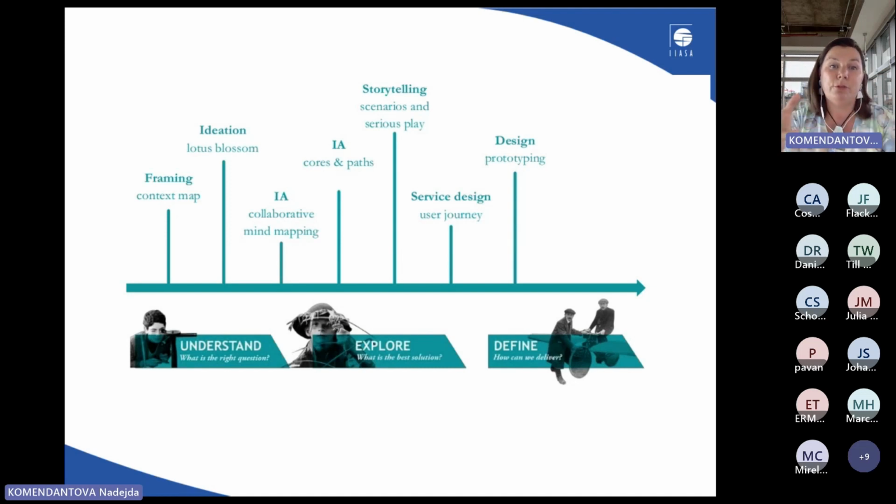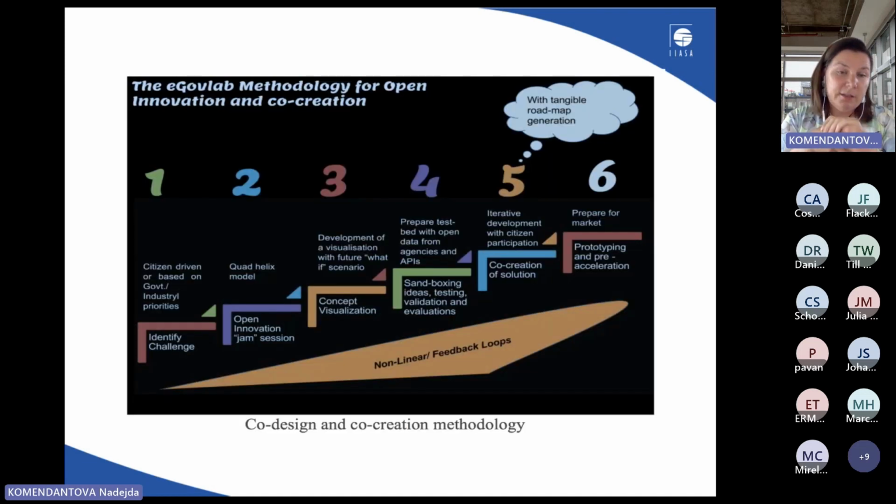Then to ideas and collaborative mind mapping, and maps were also mentioned already before, to co-paths, to storytelling, which is used both in tool preparation, but also in scenarios, in serious games, in serious plays, to user journeys, prototyping, and then defining of the product. As another example, I would like to show the methodology which was developed by our partners from Stockholm University on co-creation and co-designing processes, which include different steps formed in so-called non-linear feedback loops, and each step is feeding into the next one, starting from the first one.